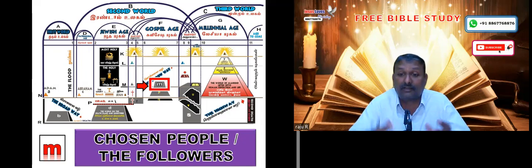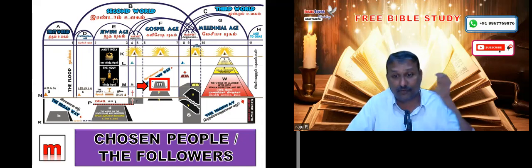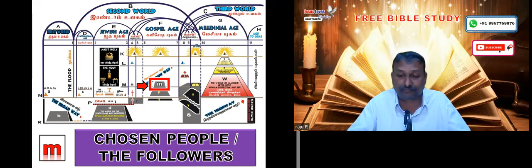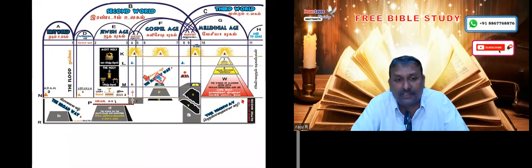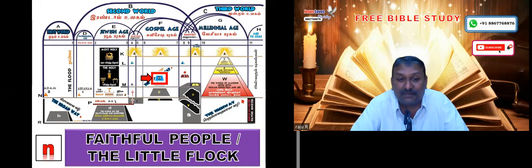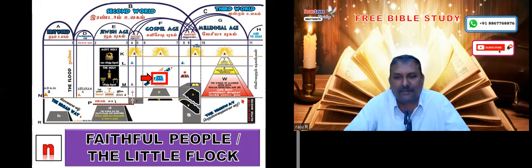You see, among the virgins, there are foolish and wise. So whom do we want to be? Foolish or wise virgins? The decision is up to us. So this represents the people of followers. But again, you see, there is the small N. We need to be of that class. Who is this one? The little flock, the faithful people. Now, what is the number of that? What is the number of 144,000? Why is it still not completed?